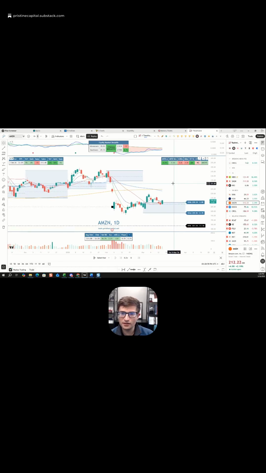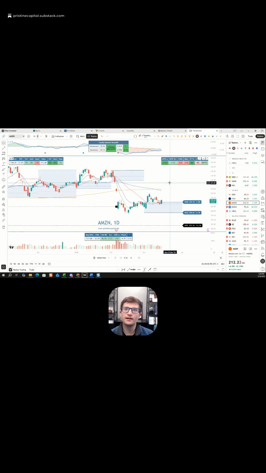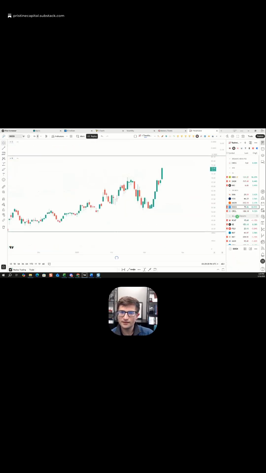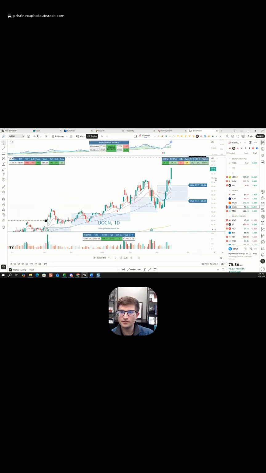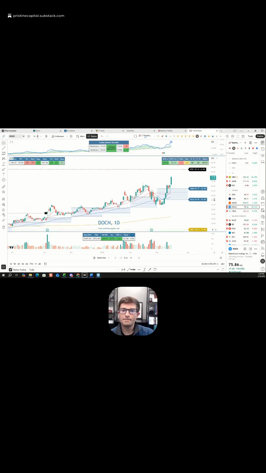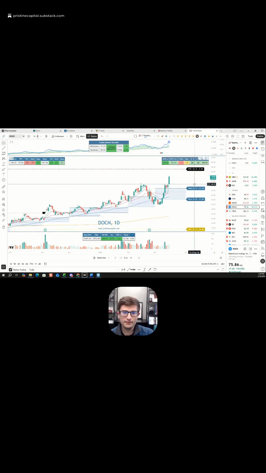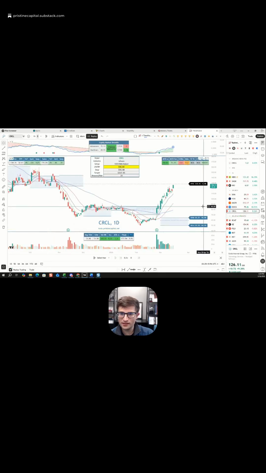So Amazon is another one, more of a fresher setup rather than like Fastly, which has been uptrending for multiple weeks, like NBIS, which is going off to the moon. DigitalOcean, this is another leader in the market. This company, an AI cloud stock. And then if we look at Circle, a stablecoin stock.